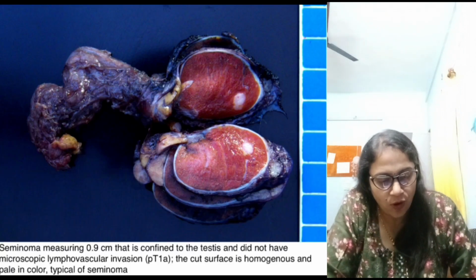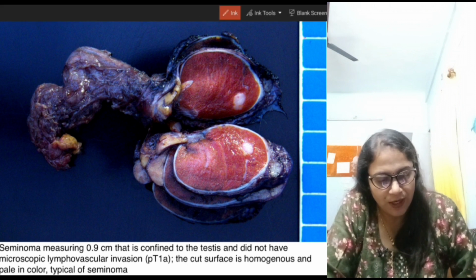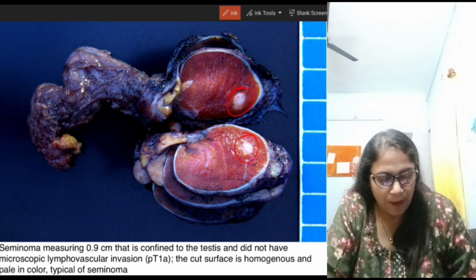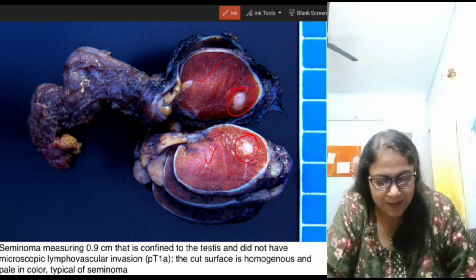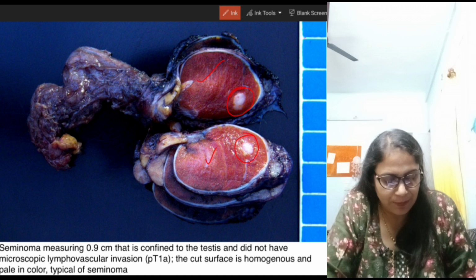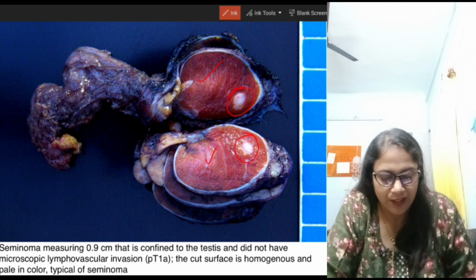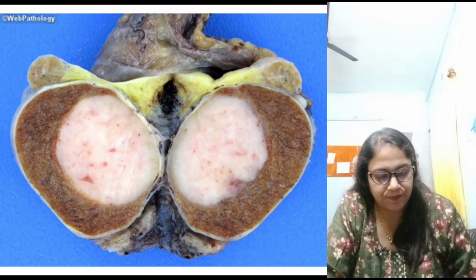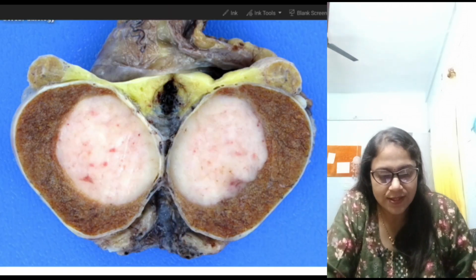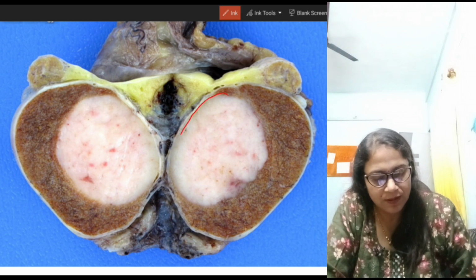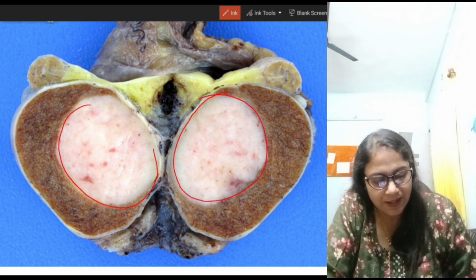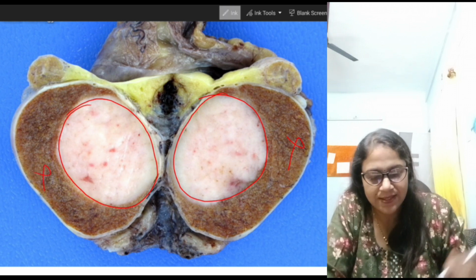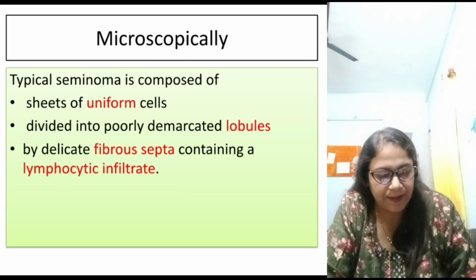This is a very small seminoma. You can see this is located in a very small part of the testis. This is the normal testis. So it measures 0.9 centimeter confined to the testis and did not have any microscopic lymphovascular invasion. Now this is again a picture of seminoma. You can see this is the entire tumor. It is bulky, grey-white, and this is the compressed testis on the other side.